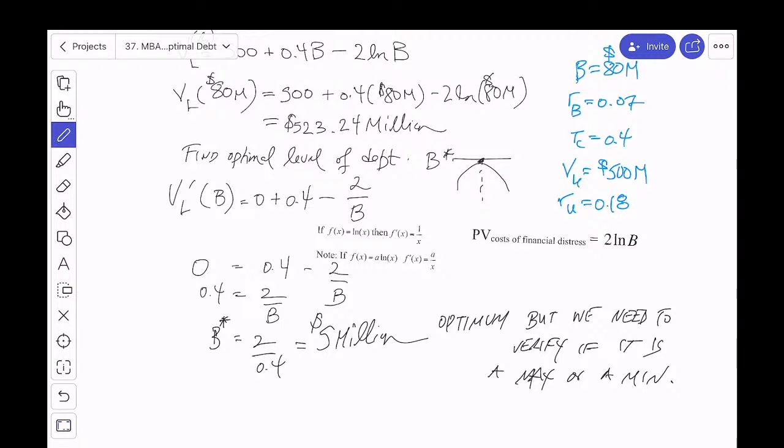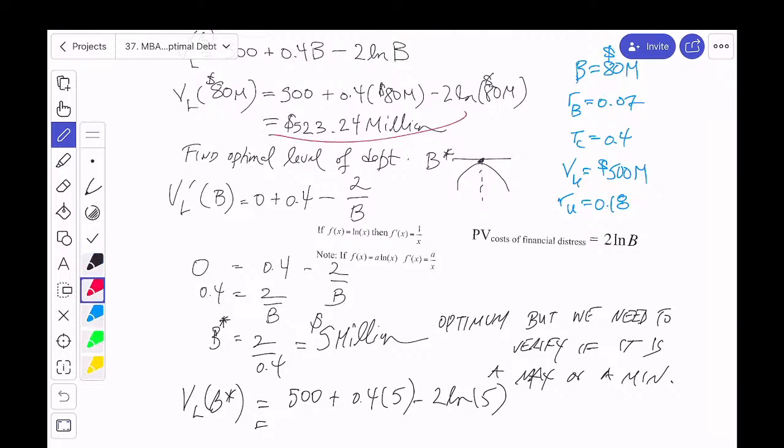So what we're going to do first is plug it in to VL, the original, to see what the supposed optimal value is. So that would be putting it back into the original expression, 5 million minus 2 log 5. And you're going to see that you get a number smaller than the 523 that we got up here. So that tells you that you found a minimum, not a maximum.